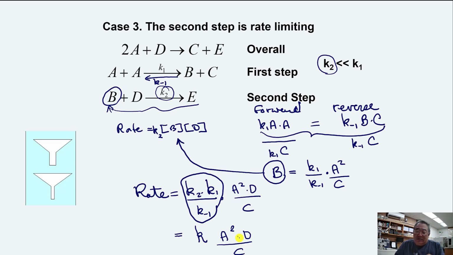One of the interesting things about this particular mechanism is that if I start with some product, the reaction will actually go slower. So you can test that in the reaction. That's how you determine a rate law from a mechanism if the second step is the slow step.